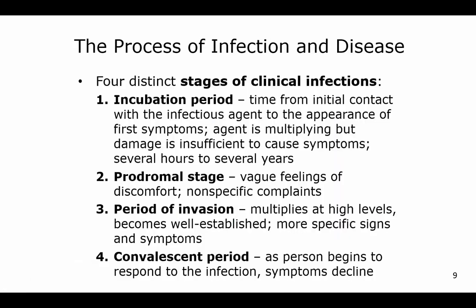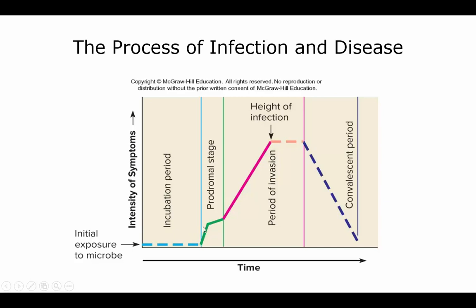Okay, next stage, prodromal. Prodromal is the stage where I describe this as you're just not really feeling good. You can't really put your finger on what it is, you just know that you don't feel well. And so this is going to be vague feelings of discomfort, really non-specific complaints. You just kind of ache, you just don't feel good, your head kind of hurts, you can't really put your finger on what it is, you just know that something's not right. Well, then if we look at the prodromal stage, you start to see an increase in your symptoms, and then all of a sudden, boom, you have that period of invasion.